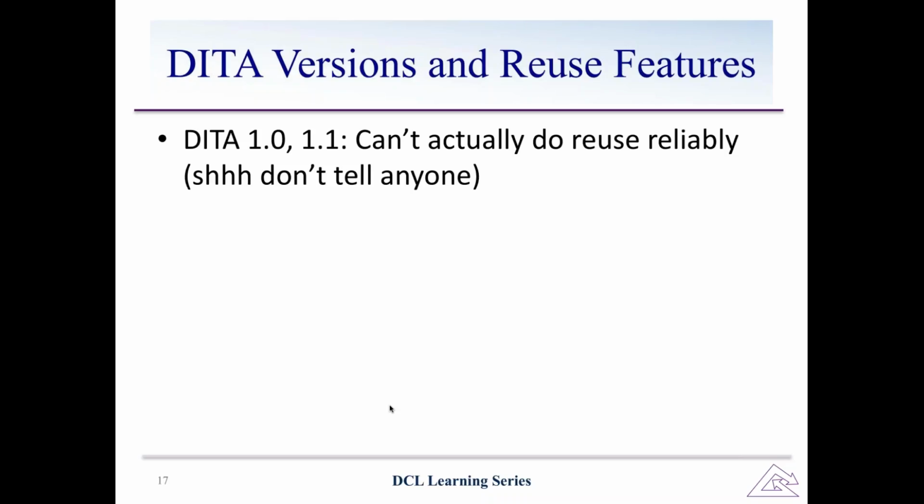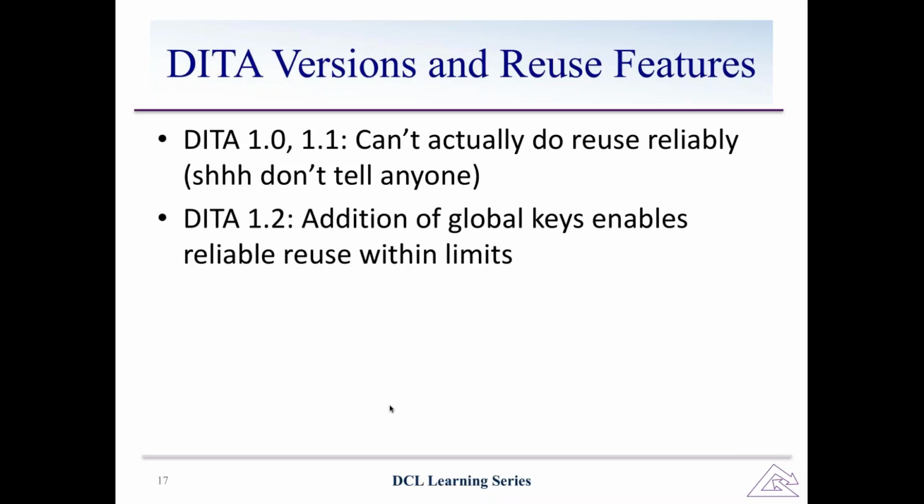If you're not reusing your topics, then everything would work. But if you were doing any reuse of those topics, your links were simply uncontrollable. Now, we didn't make a big deal of that at the time, but we can talk about it now because we fixed it. Right, so in DITA 1.2, we added the keys mechanism, and that allowed reuse within limits.